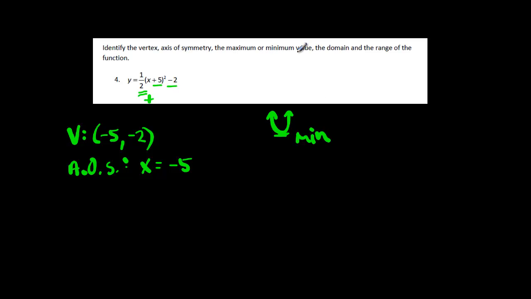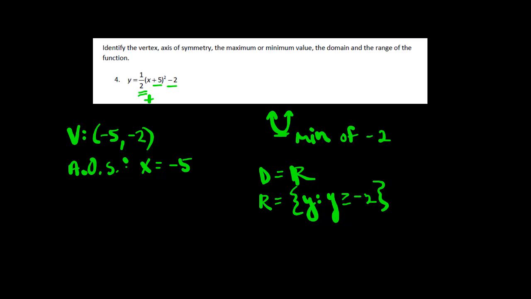So we know it's a minimum value, but what is that value? The value is always k of the vertex, so -2. So it's a minimum value of -2. The domain for these problems, these parabolas, is always all reals. And the range, if you look at it, it's opening up, so it's going to be everything greater than or equal to the lowest value. So the set of all y's such that y is greater than or equal to -2.